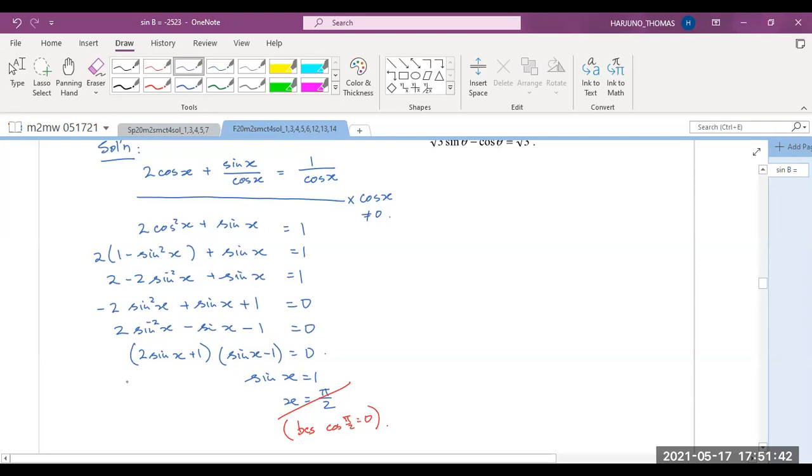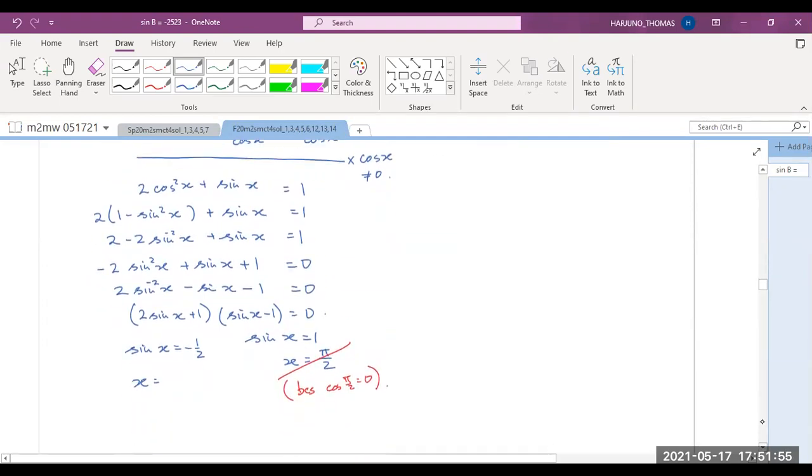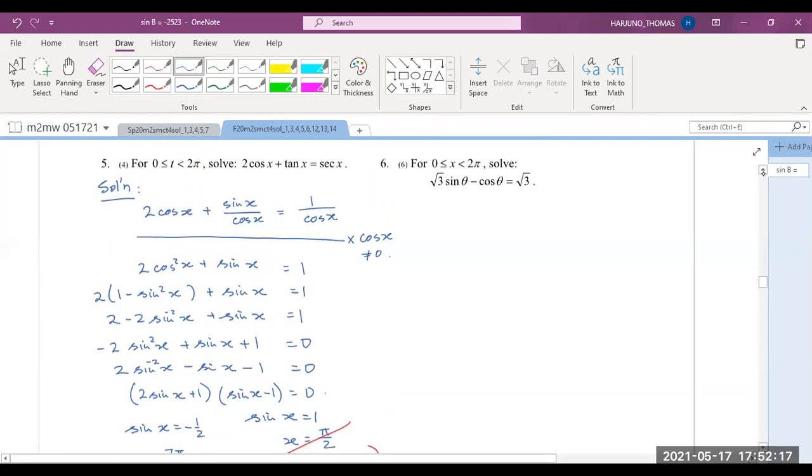Okay, now we are left with sine x equals negative 1/2. So x will be, is it in radians or in degrees? In radians, okay. So sine negative 1/2, the angle must be in quadrant 3, which is 7 pi over 6, and quadrant 4, 11 pi over 6. Okay, that's for number 5.